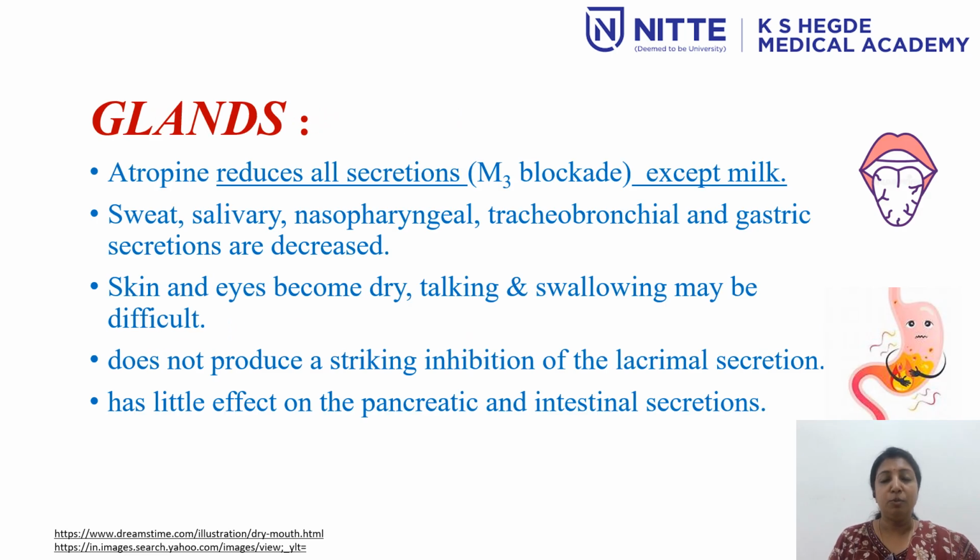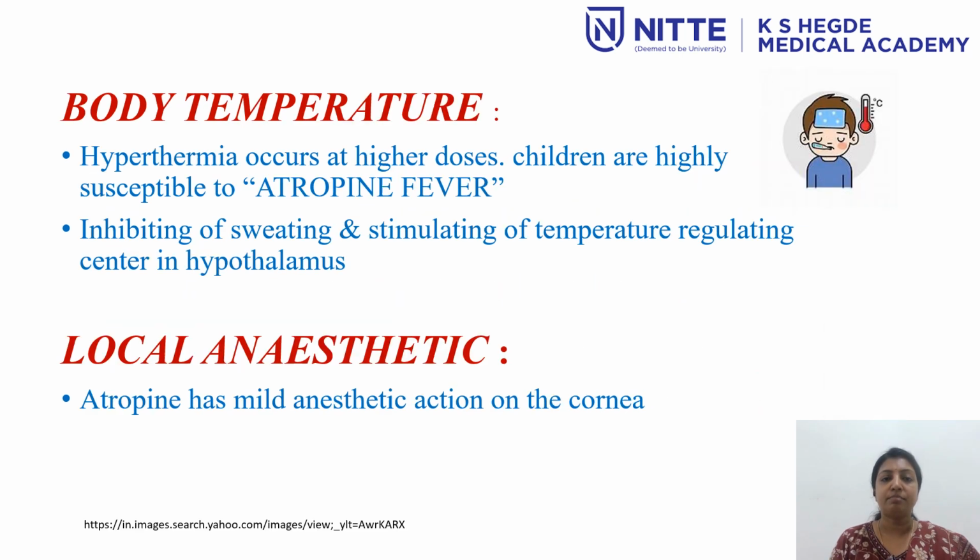In the glands, atropine and antimuscarinic drugs reduce all secretions except milk. This action is by blocking the M3 receptors in the exocrine glands. Sweat, salivary, nasopharyngeal, tracheobronchial, and gastric secretions are decreased. Skin and eyes become very dry. Talking and swallowing may be difficult because of the reduced secretions, but it does not produce a striking inhibition of the lacrimal secretion. Antimuscarinic drugs have very little effect on the pancreatic and intestinal secretions.